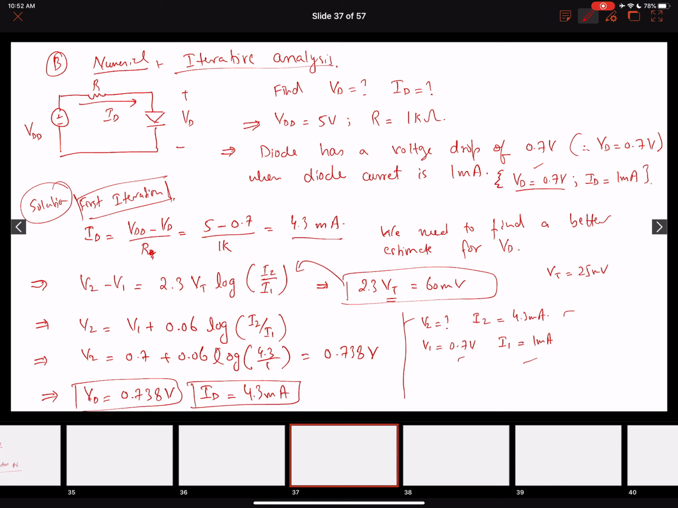All right, in the second iteration, we're going to repeat exactly the same procedure. Now we are going to start with these two numbers. So I'm going to start with the value of the VD, 0.738. I'm going to plug it here, and then I'm going to repeat the entire procedure. Okay, so let's do the second iteration and see what numbers we get.